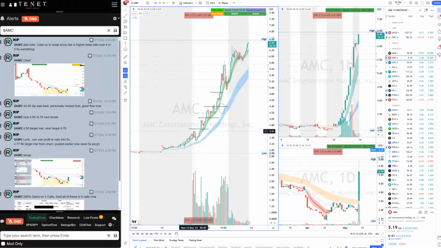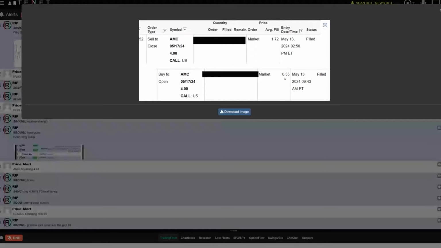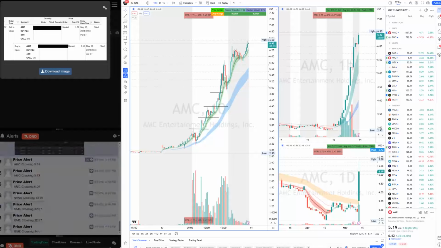I had lottos initially and I closed them, but when it came back, I added them back again. And I told everyone in the morning, if you see here, lotto calls are okay to scalp. Risk is higher. Keep it lotto size. The 4 calls or 3.5 calls are fine, right? The 4 calls actually went 200% by the end of the day, and I can show you here. I added the 4 calls at 55 cents. I sold most of them at $1.72. So that was the AMC trade, right?